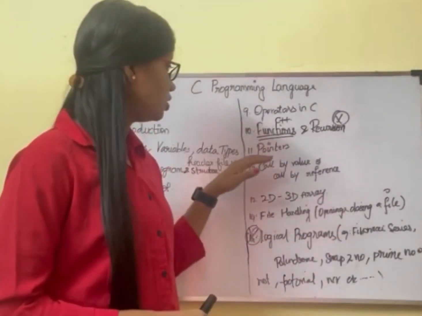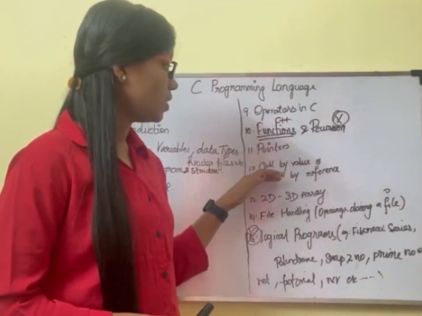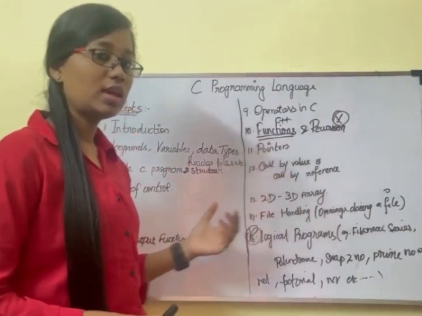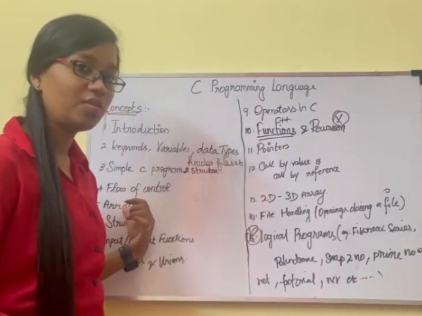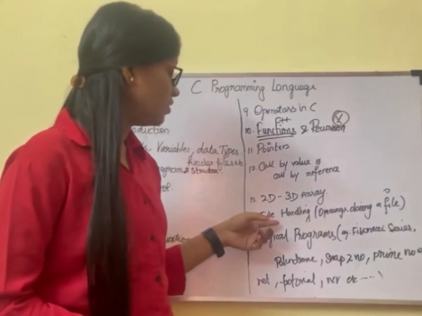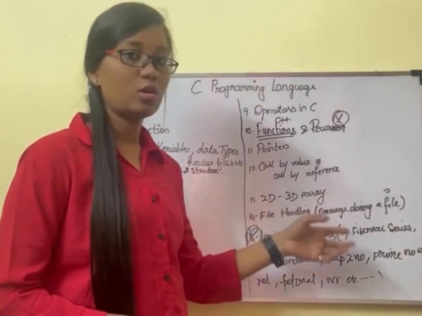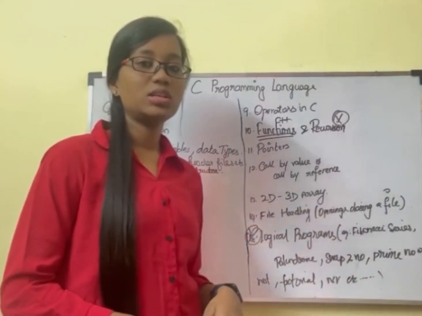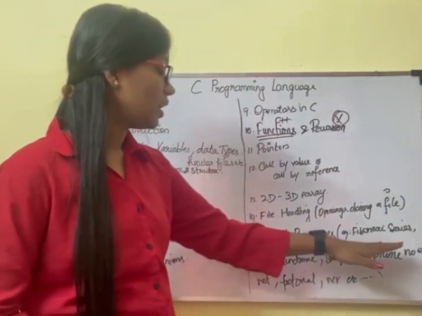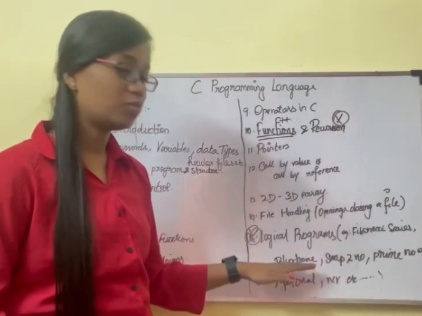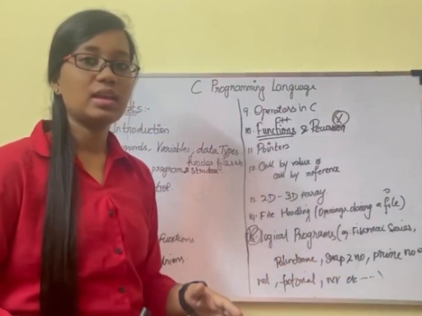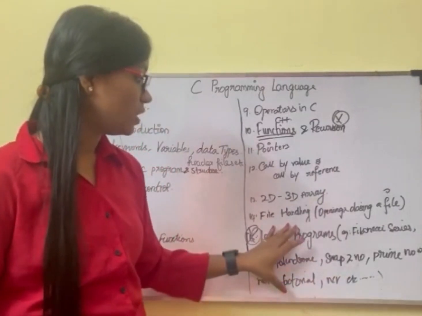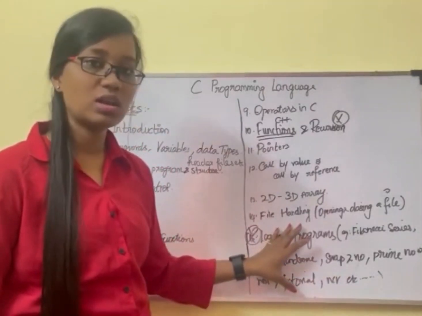Then we are going to cover pointers, call by value and call by reference, 2D and 3D array. 2D and 3D array is the continuation of array concept. Then we will see file handling, opening and closing a C file. Then finally logical programs. Logical programs means like Fibonacci series, and palindrome for checking palindrome, which have some day-to-day life importance. And these will be the main concepts for interview.